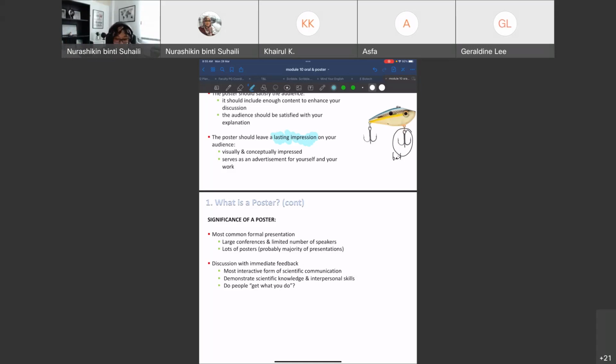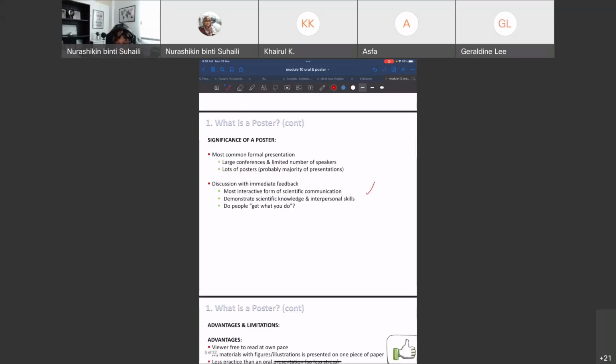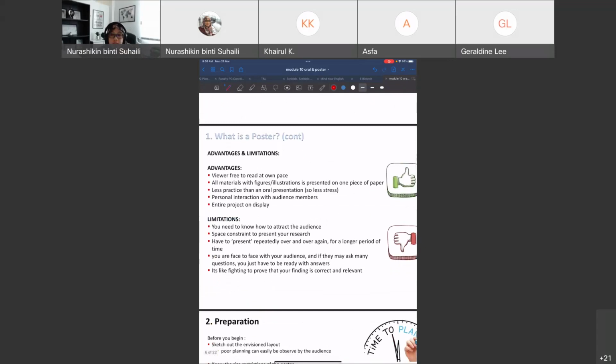As I mentioned just now, it serves as an advertisement or promotion of yourself, of your work. The significance of a poster is that it is the most common formal presentation for large conferences. Lots of posters. Discussion with immediate feedback, most interactive. I think I've mentioned all these points. So what are the advantages and limitations of a poster?